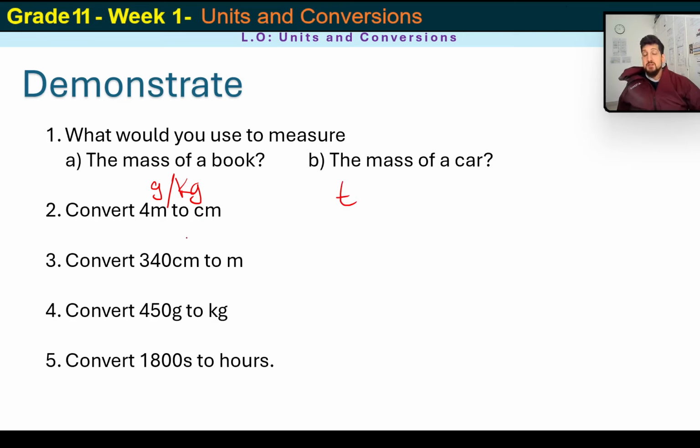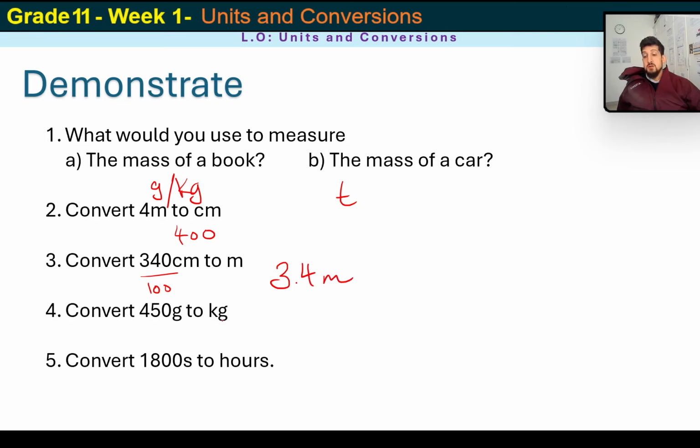Convert 4 meters to centimeters. Once again, pause, do it yourself, and check your answers with me. 4 meters to how many centimeters? That equals 400. Convert 340 centimeters to meters. Oops, what am I doing? Divided by 100. Because for every meter there is 100 centimeters. So it should be 3.4 meters.